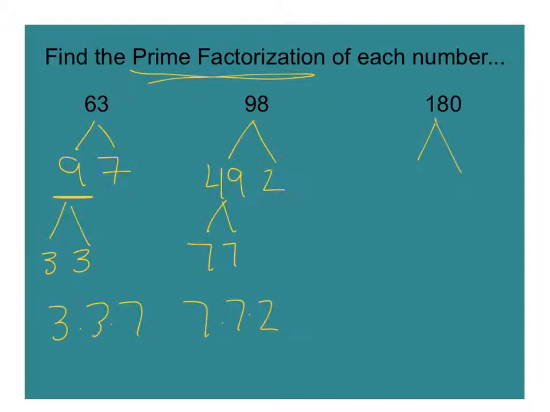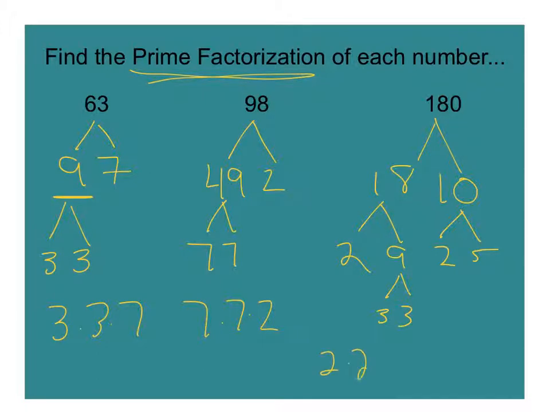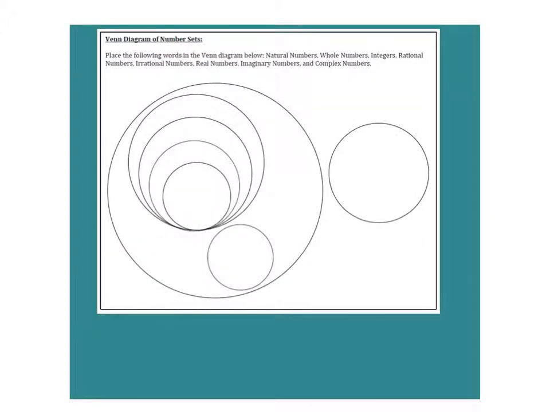180 can be done a whole bunch of different ways. The one that kind of jumps out at me would be 18 and 10. And then realize I can split those again. I can go 2 and 9, and I can go 2 and 5. Then split that 9 again into 3 and 3. So putting these together, I'll go 2 times 2 for this 2 and this 2, 3 times 3 for this 3 and this 3, times 5. That'll be a prime factorization. Notice in each one I've got a pair or 2 pairs. That's going to show later, and I'm going to show you why.